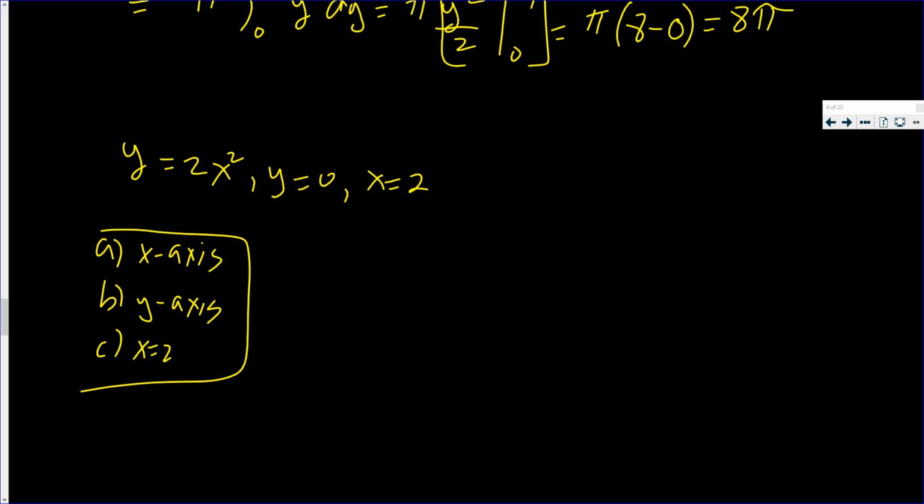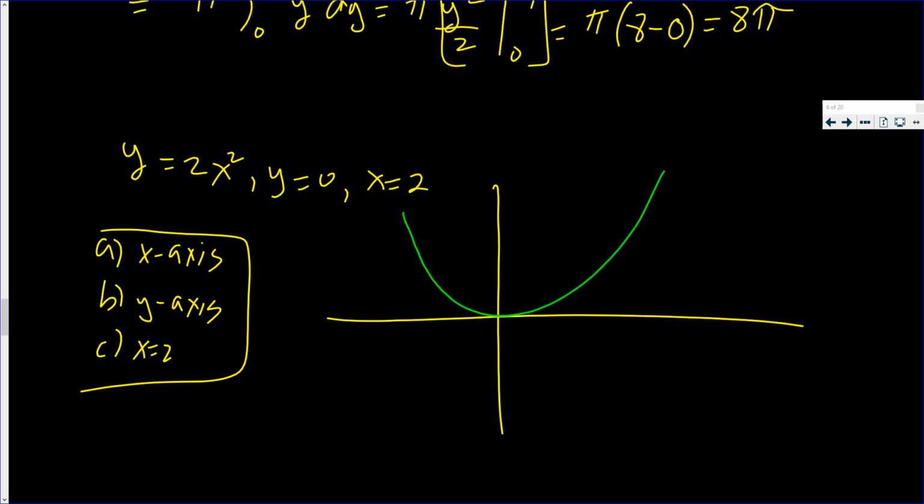Okay, so let us draw our graph, our region, our functions. There's 3 functions. Y equals 2x squared. It goes like that. Y equals 0 goes like this. Let me just label the axes. And finally, x equals 2. Let x equals 2 be in this color. That's the area or region bounded by the pink, the green, and the blue lines.